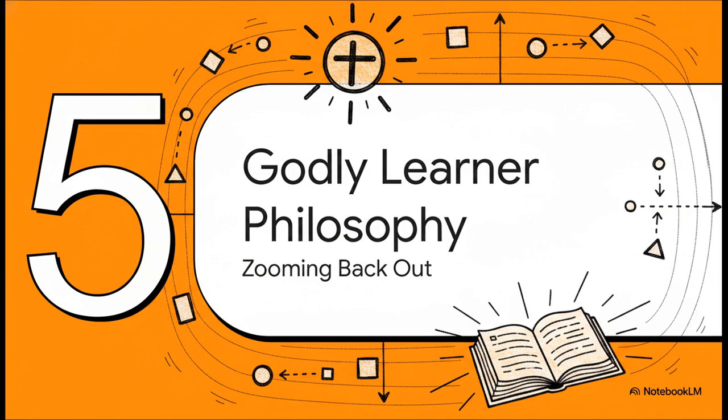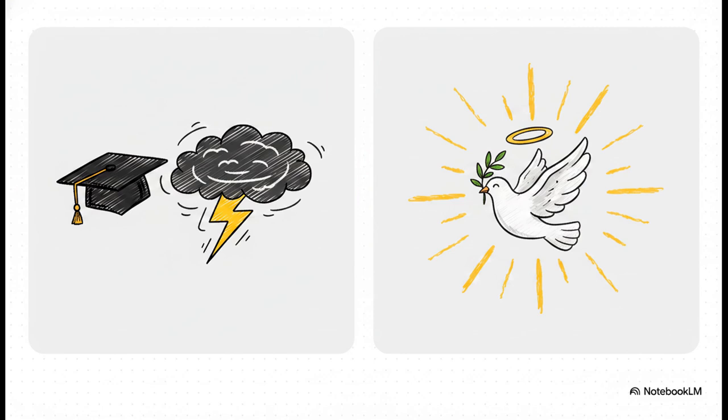Let's zoom back out for our final segment, Section 5, the Godly Learner Philosophy. You know, here at Hero Smart Academy, we strongly believe in intertwining our education with biblical morality. So the crucial takeaway is really this. Education without morality ultimately leads to bad choices that end up hurting people.